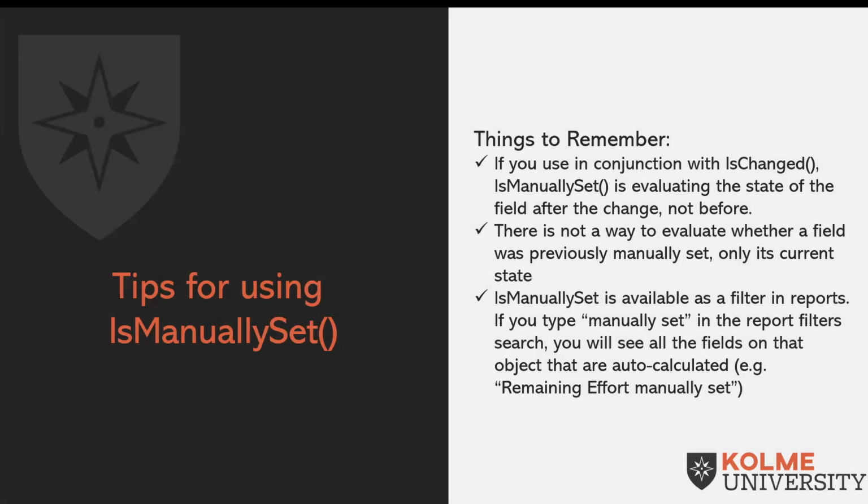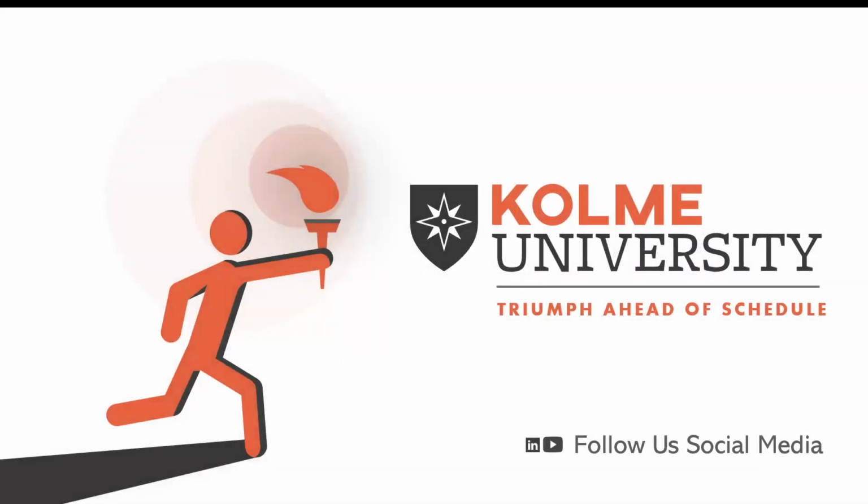Super. So a few things to remember: if you use it in conjunction with IsChanged, IsManuallySet is evaluating the state of the field after the change and not before. There's not a way to evaluate whether a field was previously manually set, only its current state. And as we mentioned on the previous slide, IsManuallySet is available as a filter in reports, which can be very handy.